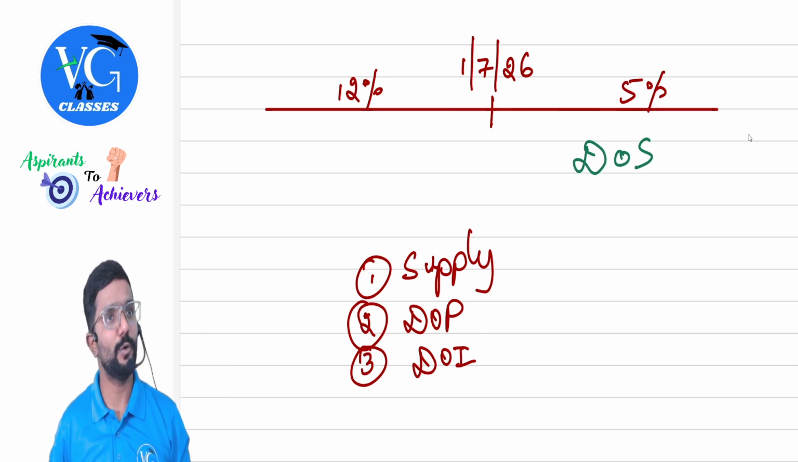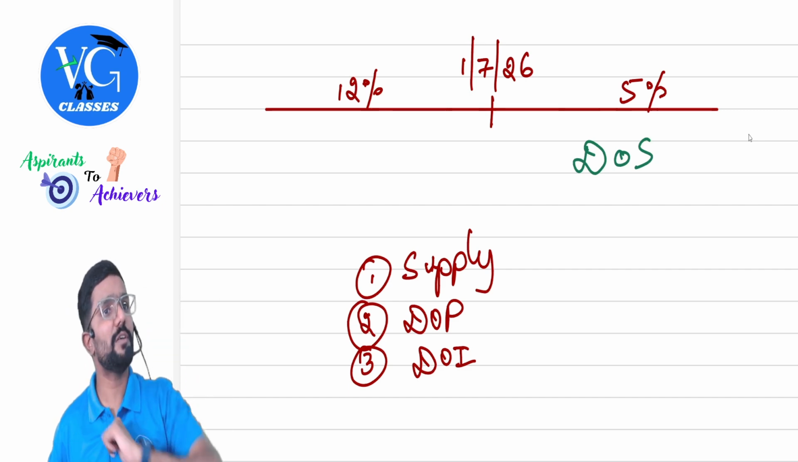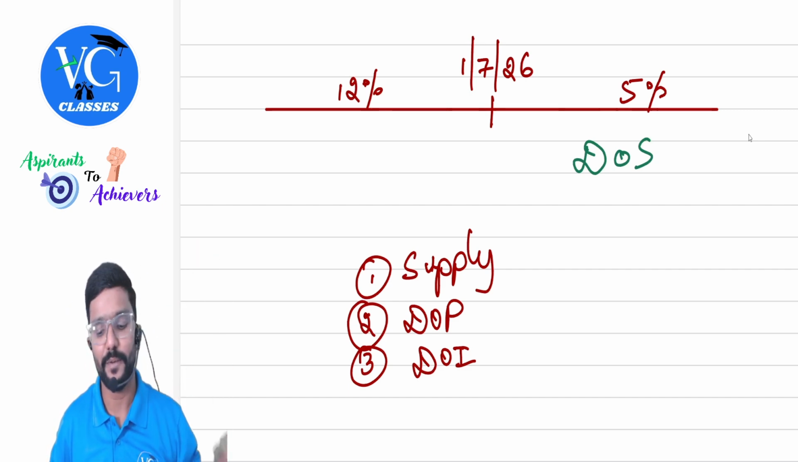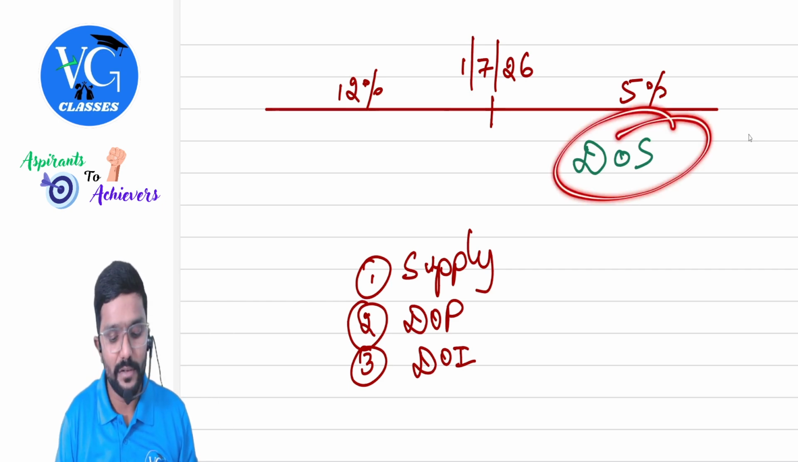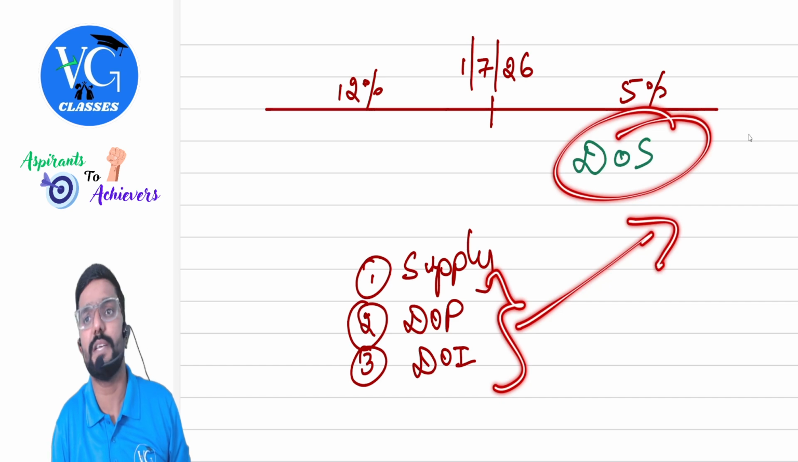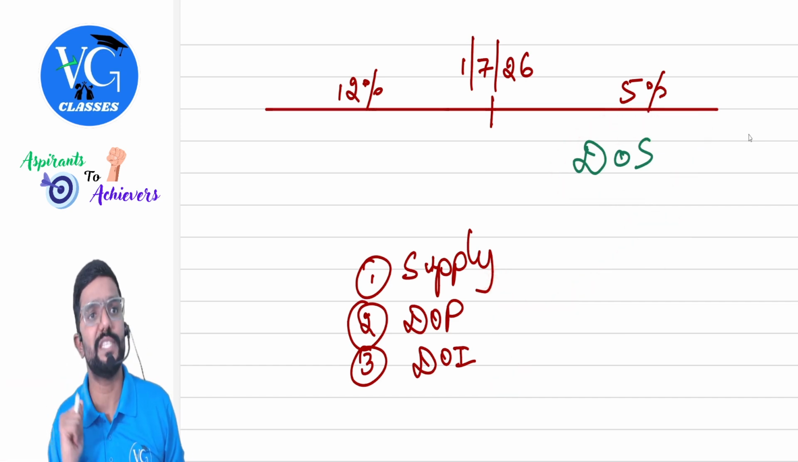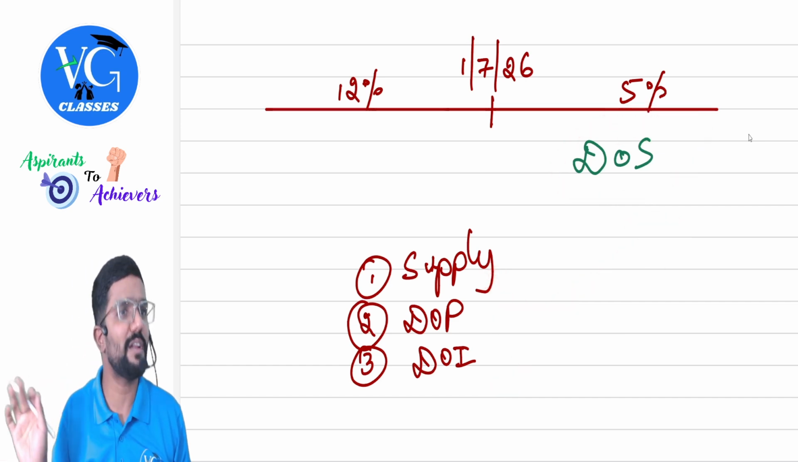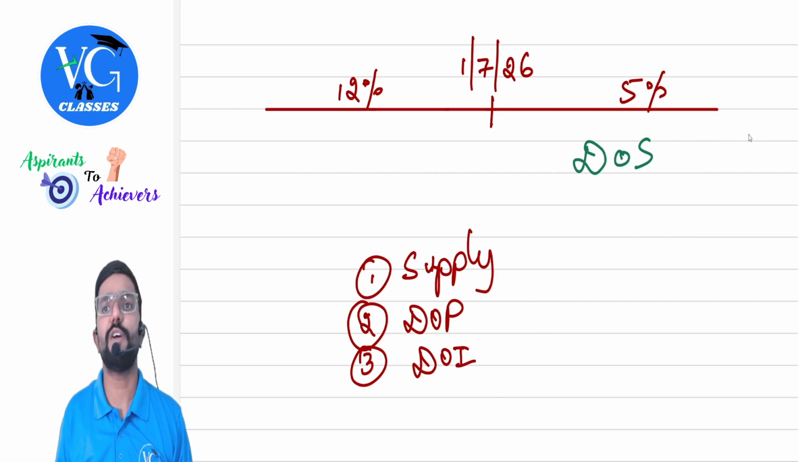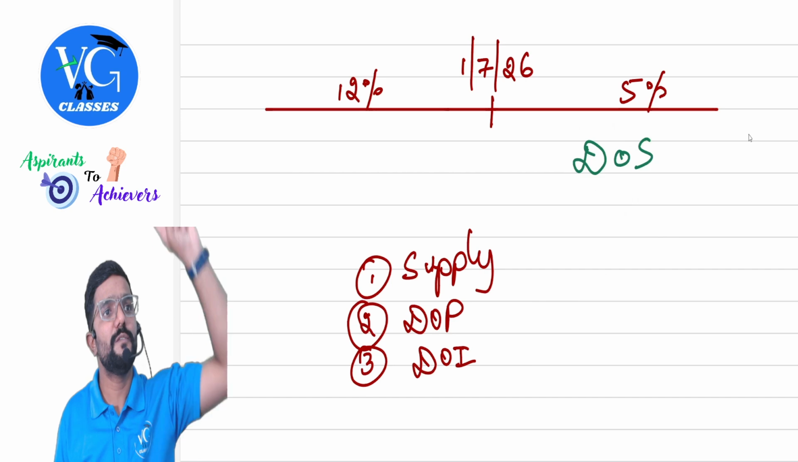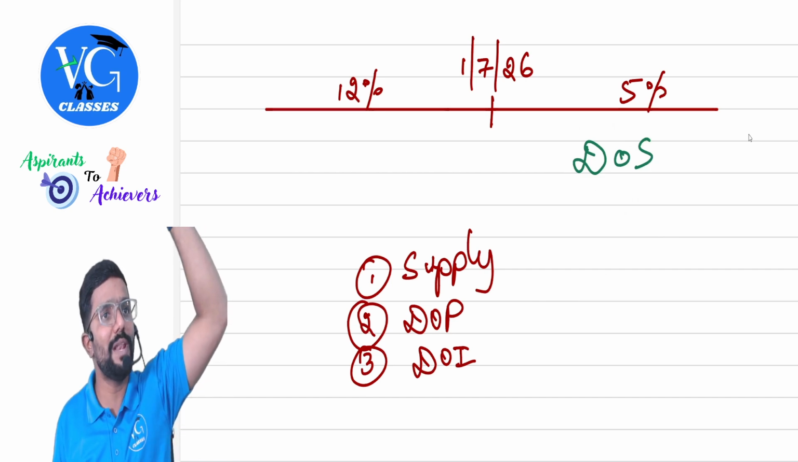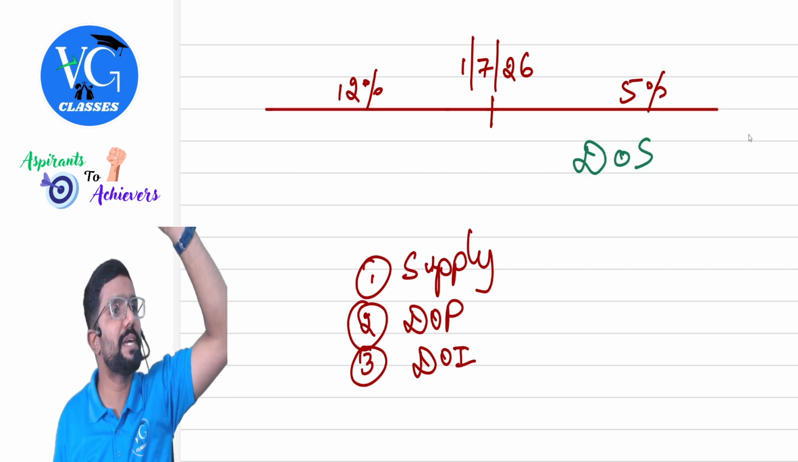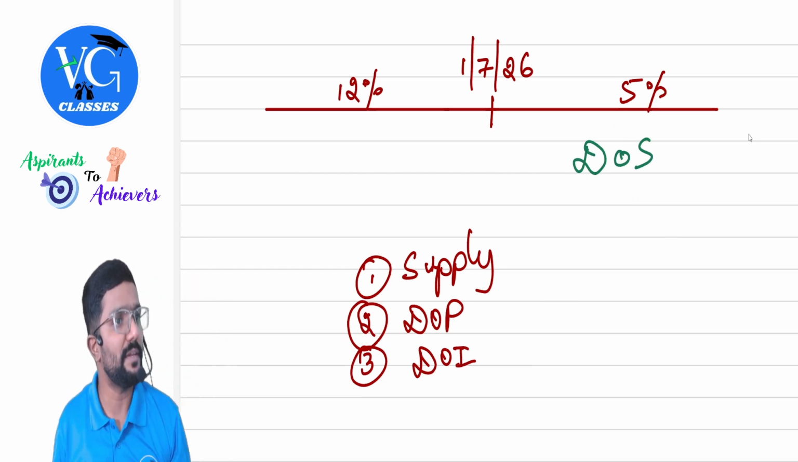Now you might get a doubt. Sir, what if all three are on one side? For example, listen here. Date of supply is here. Even date of payment and date of invoice are on this side. All three are on one side. Then section 14 is not at all applicable. If it is goods, we need to decide the time of supply as per section 12. If it is services, as per section 13.